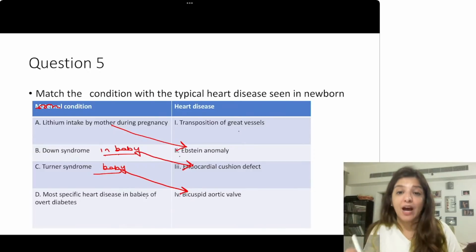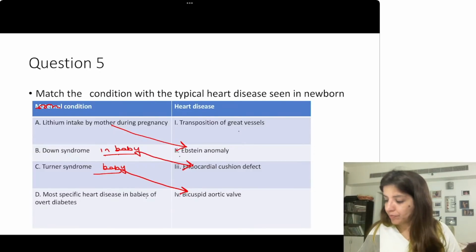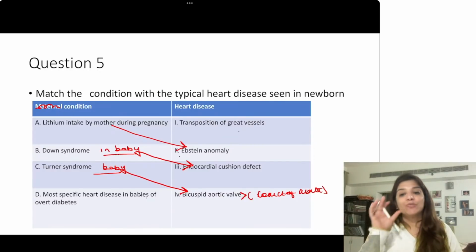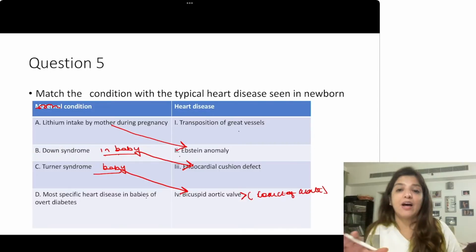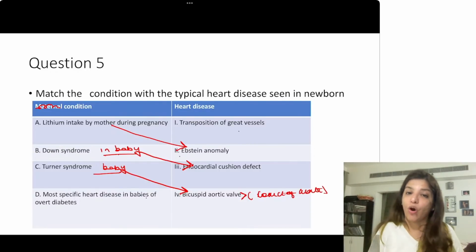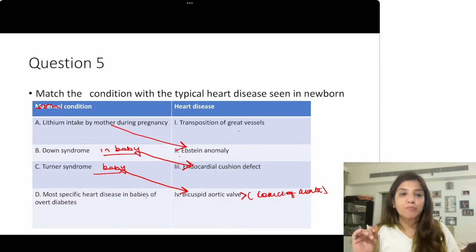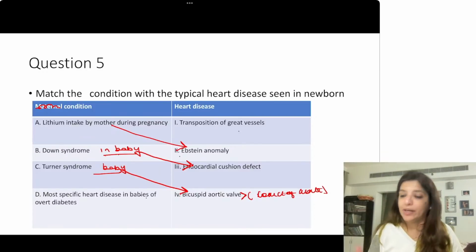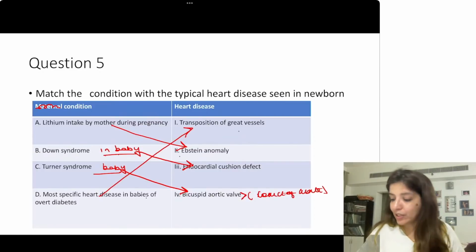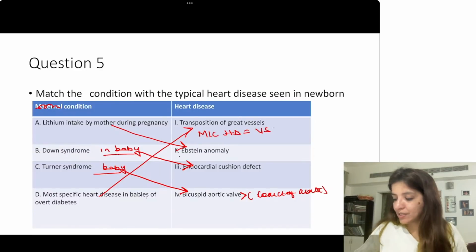That is a better answer than coarctation of aorta. That's a better answer. If you have bicuspid aortic valve, that is a better answer for the heart disease which is seen in Turner syndrome than coarctation of aorta. What is the most specific heart disease in babies of overt diabetics? The most specific heart disease is transposition of great vessels. The most common heart disease is VSD.